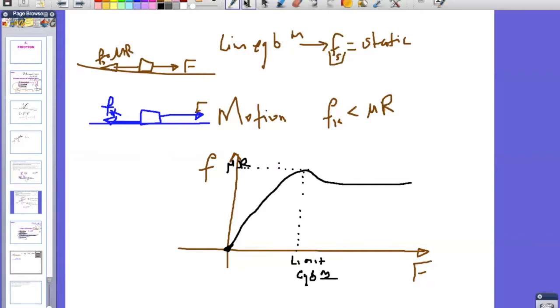So this value here is mu R. But because of this change, this is mu R, which is static friction. Static friction. And this is the dynamic friction here. This is dynamic friction.